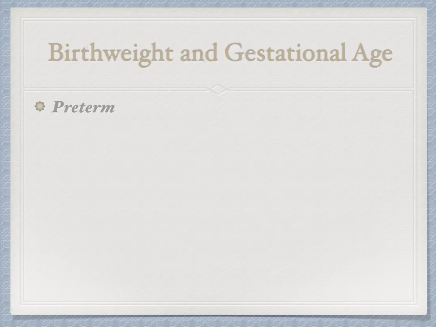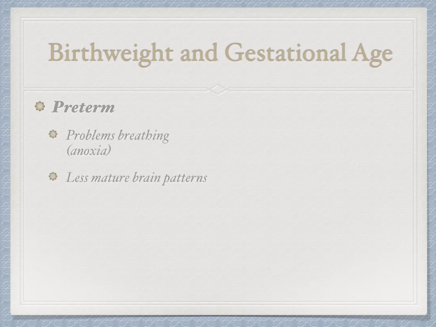Preterm infants typically have problems breathing, which is called anoxia. We also have less mature brain patterns. That's because their brains aren't as mature. If you remember how much brain development is going on in that 7 to 9 month period, it's a huge amount. So if you're born preterm, a month early, 2 months early, your brain really wasn't ready to come out. It's really not ready to take on the stimuli that they're going to be experiencing. So again, we do see these less mature brain patterns because their brains are less mature. Their brain wasn't physically ready to come out.